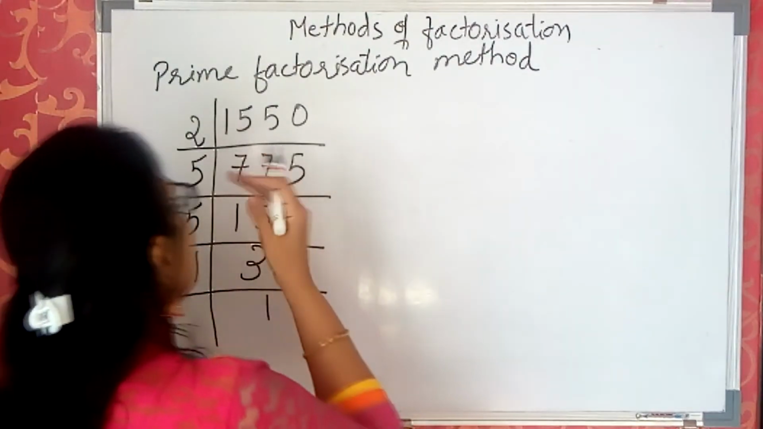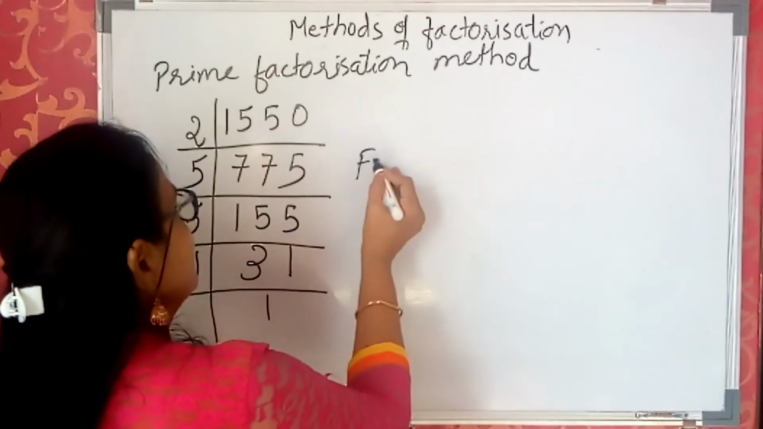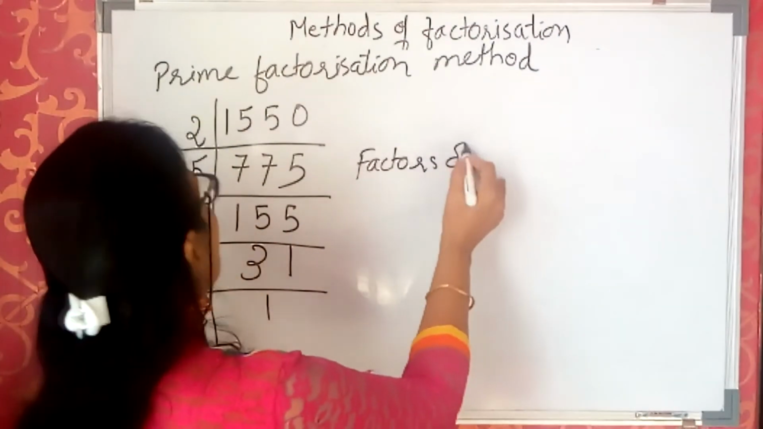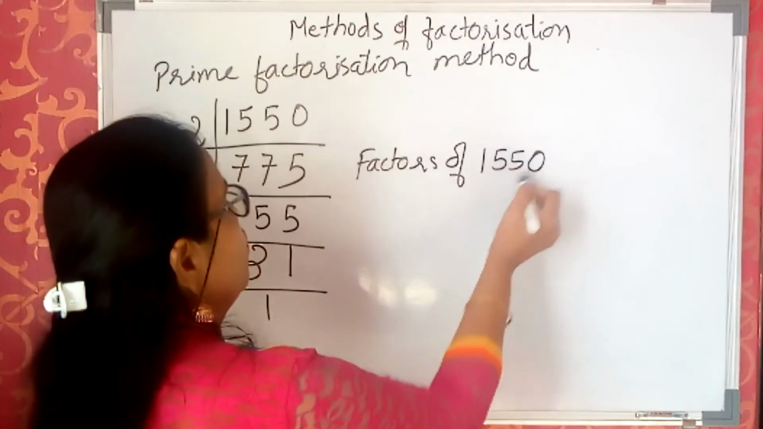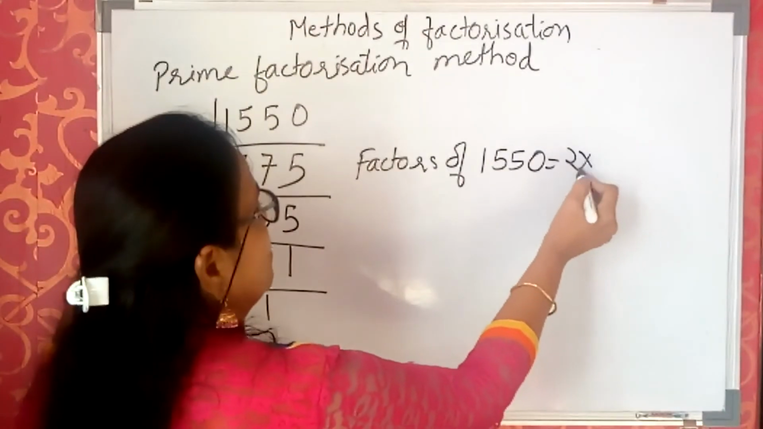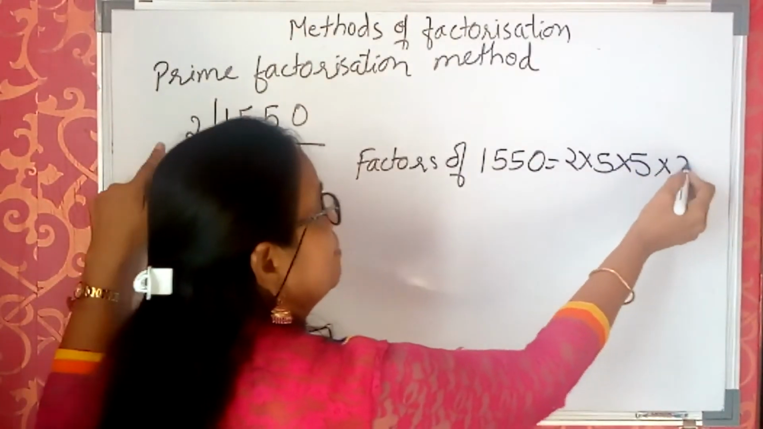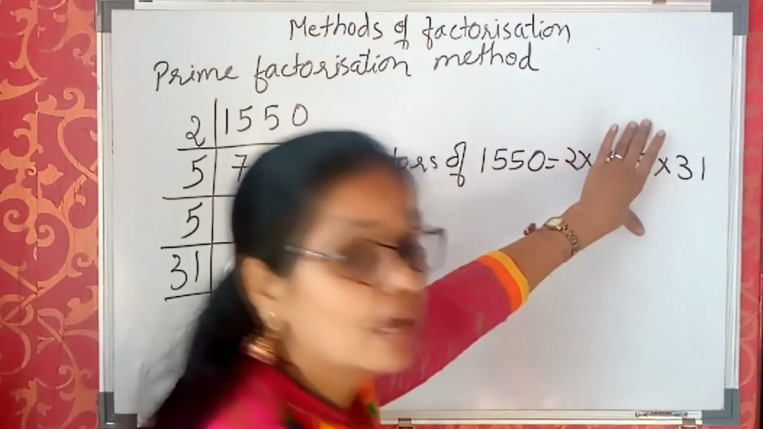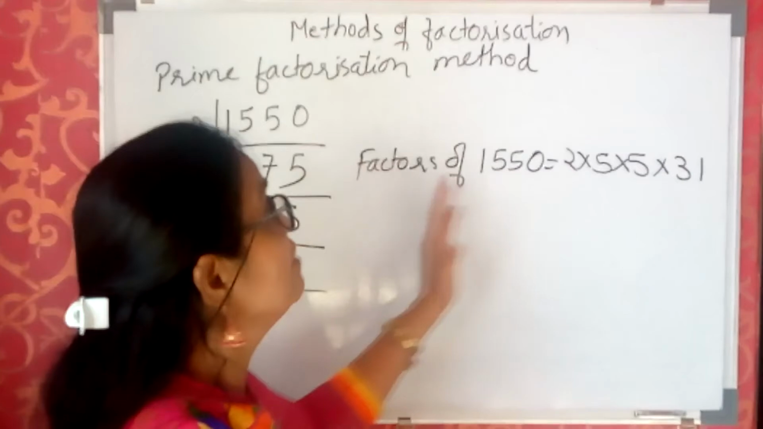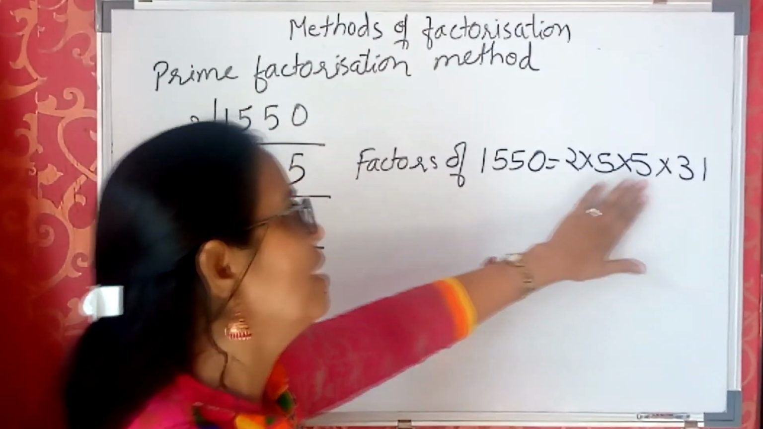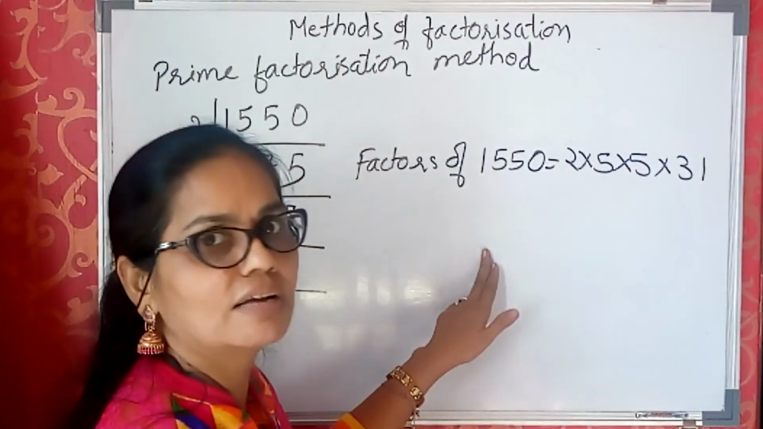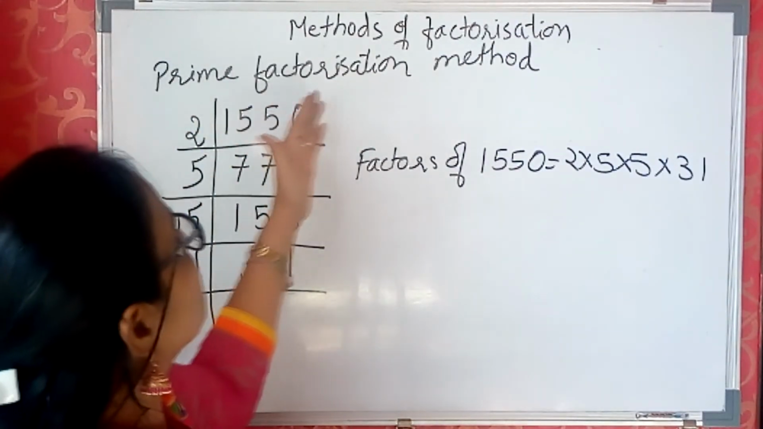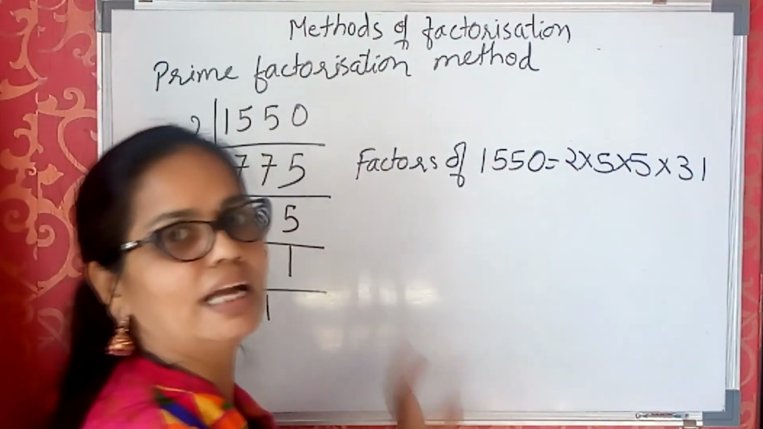Understood? So here the prime factors of 1550 are 2 multiplied by 5 multiplied by 5 multiplied by 31. Children, you are only writing it this way because it is asked to find the factors of this. So you will not multiply this to get your answer. We have already found the factors. Is that clear? So this is the prime factorization method to find the factors.